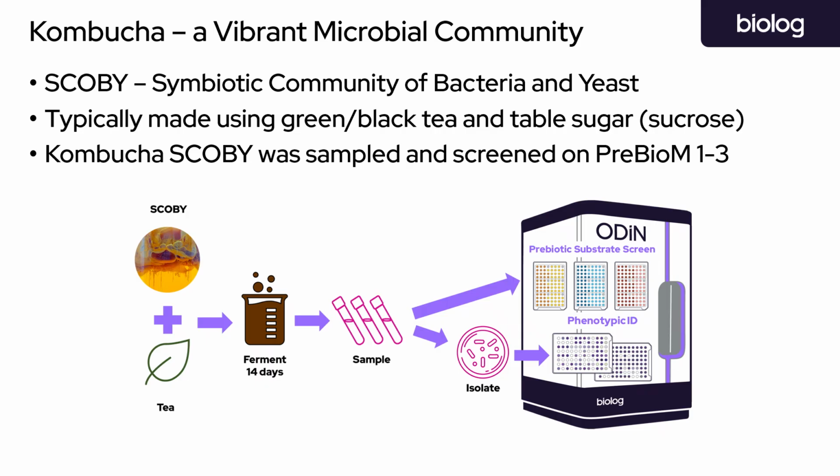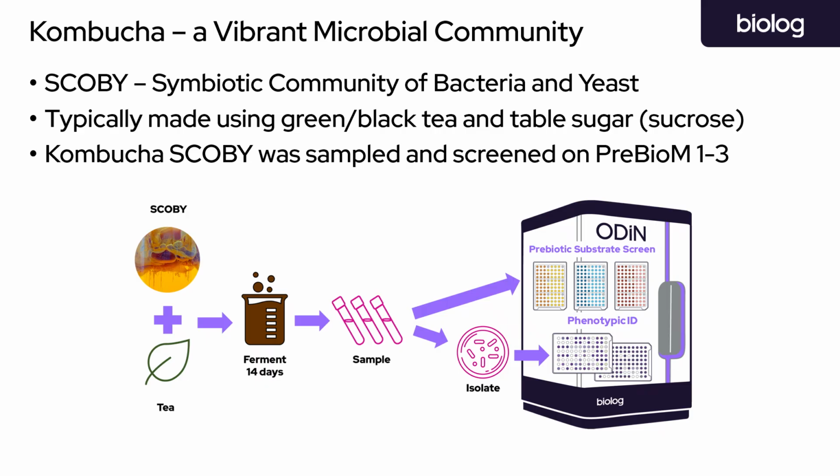Here we brewed tea and fermented it into kombucha for 2 weeks, and then took some samples. The microbes were then separated from the tea, and the entire community was then inoculated onto PreBioM plates 1, 2, and 3, along with a redox dye, before being placed into Odin for incubation and reading to learn more about their carbon source utilization preferences.